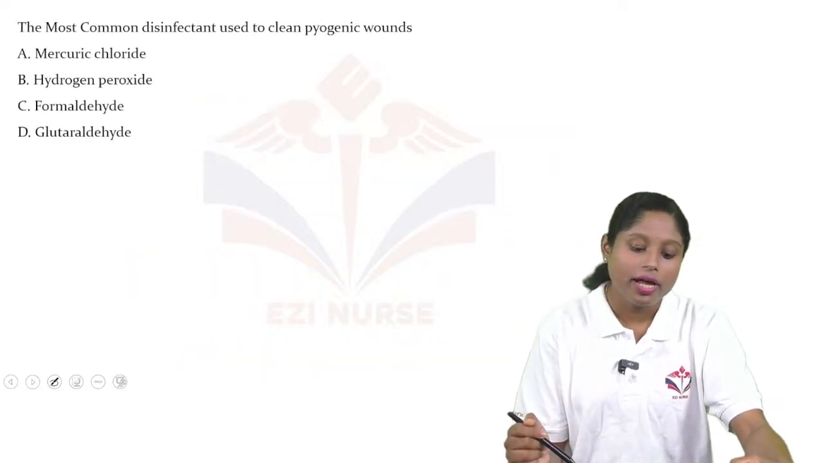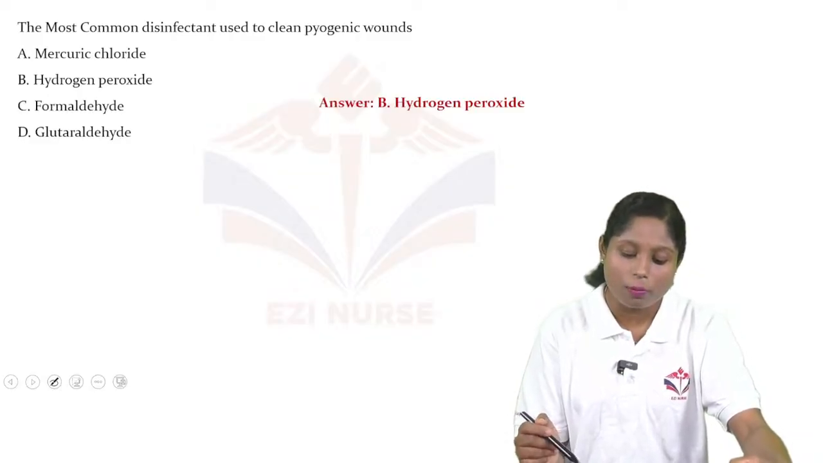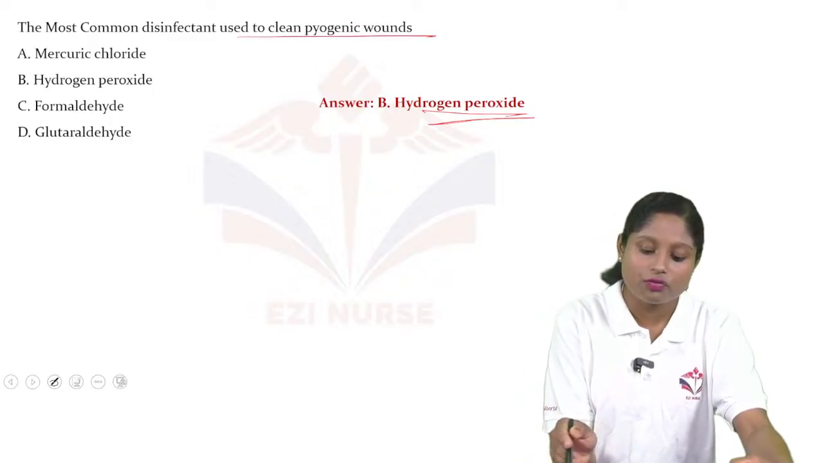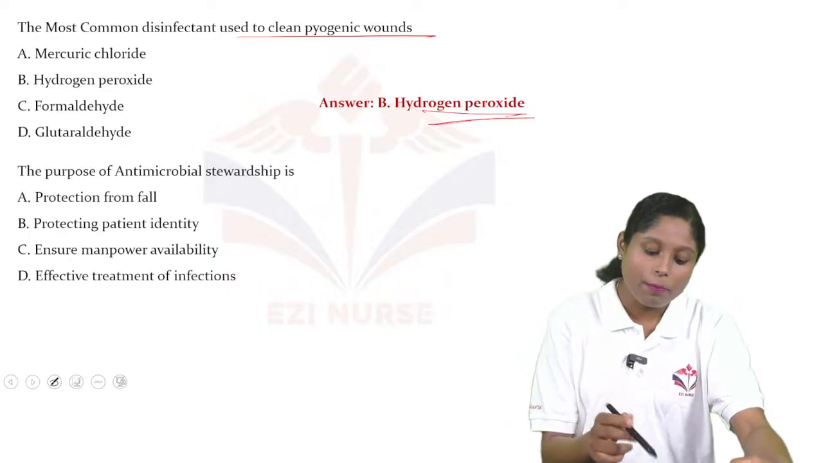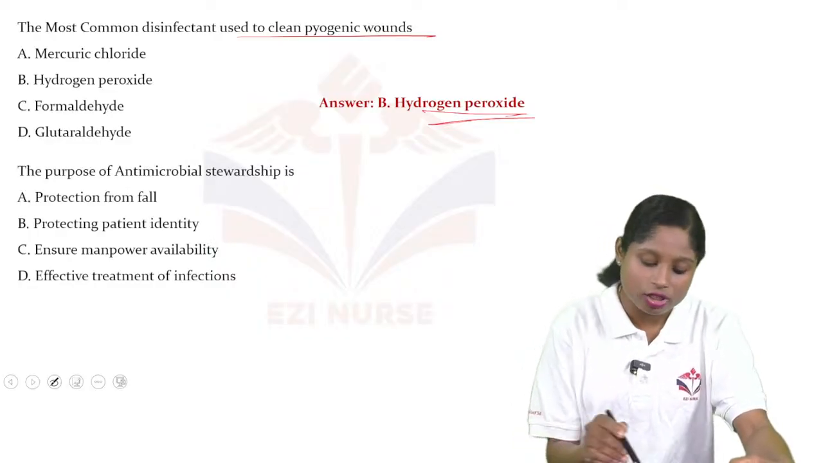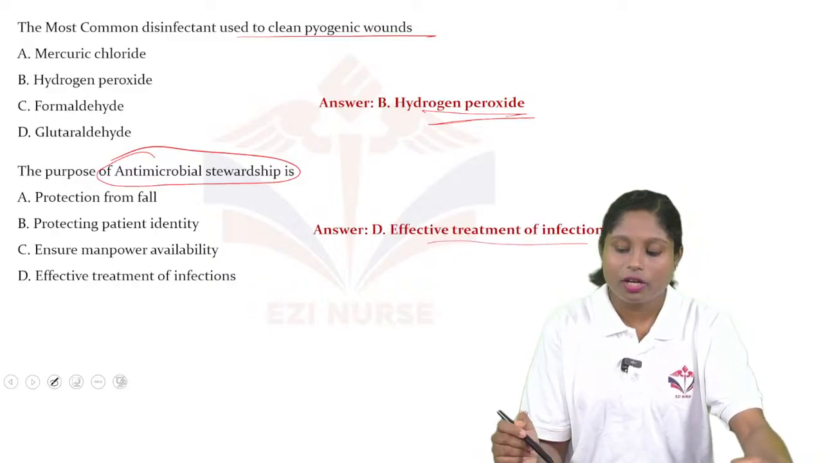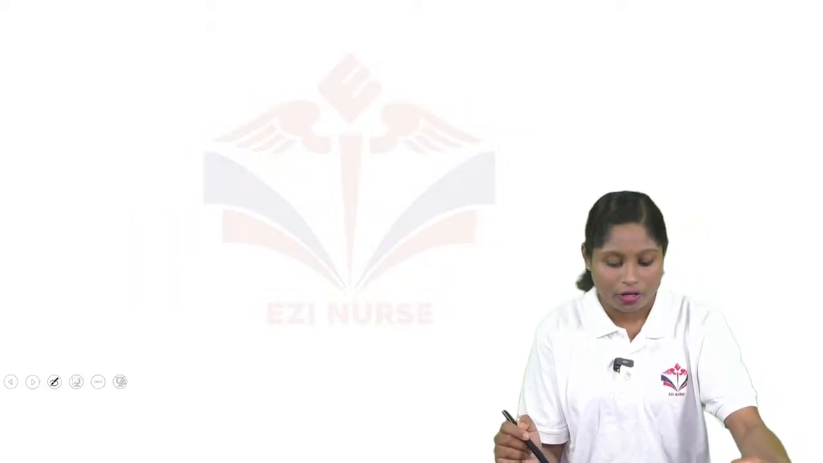So next question, the most common disinfectant used to clean pyogenic wounds. What is the most common? It is hydrogen peroxide. So hydrogen peroxide is the most common disinfectant used to clean wounds, pyogenic wounds. The purpose of antimicrobial stewardship. So what is the purpose of antimicrobial stewardship? To prevent ineffective treatment of infections.